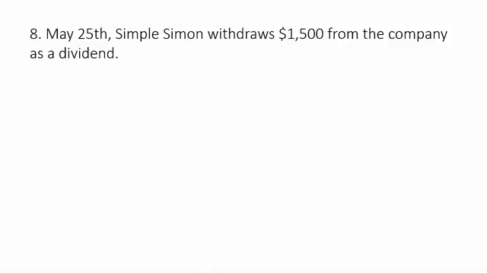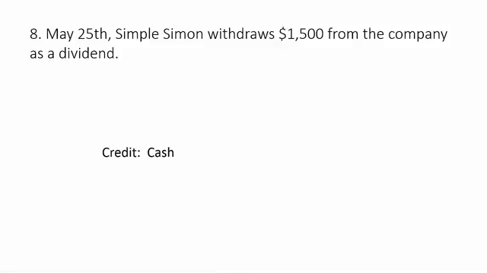Our 8th transaction happens on May 25th. Simple Simon withdraws $1,500 from the company as a dividend. So this is a little bit different of a transaction. Since cash is moving around, we definitely have some sort of accounting entry to record. The credit to cash should be obvious, but where does the debit go?